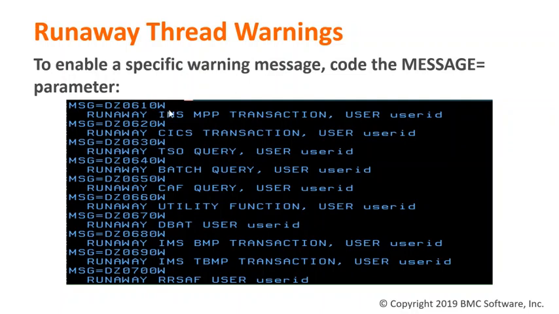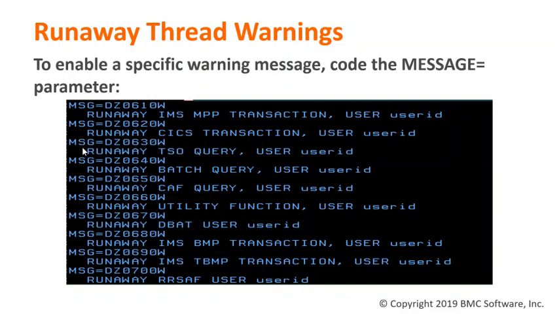DZ0610W message monitors those DB2 threads that are coming through from IMS MPP connections. The DZ0620W message will monitor those DB2 threads that are coming through the CICS transaction attachment facility. And message DZ0630W will monitor those DB2 threads that are initiated from a TSO user's address space.